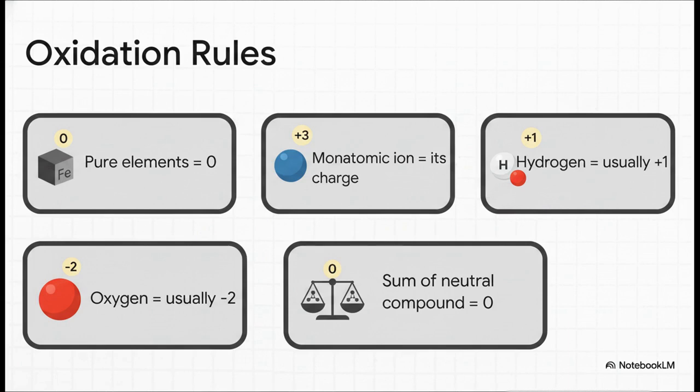For a monatomic ion, the number just equals its charge, like a +1 for a sodium ion. Hydrogen is almost always +1, unless it's hiding out in a metal hydride, where it drops to -1. Oxygen is super reliable at -2. And the big rule? When you add all these numbers up for a neutral compound, the sum has to hit exactly 0, like a perfectly balanced math puzzle.